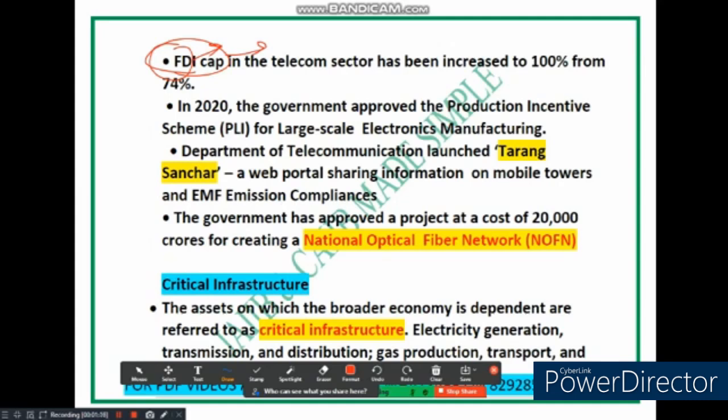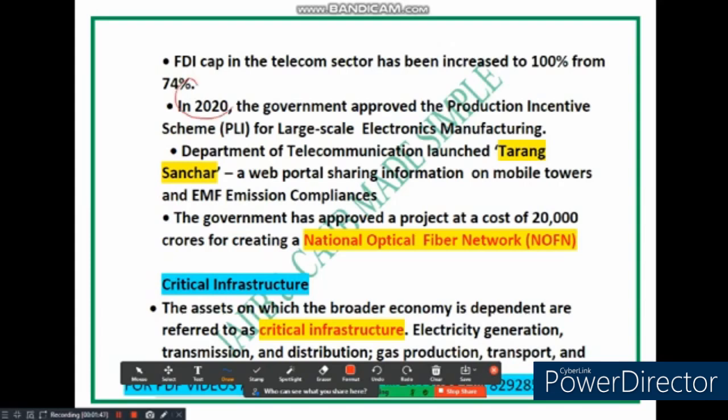In the case of the telecom sector, the government has increased the FDI cap to 100% from 74%. This means a foreign company can now have complete ownership in an Indian telecom company. Let's take an example: a foreign company can now invest in an entire Indian telecom company without any restriction on their ownership percentage.